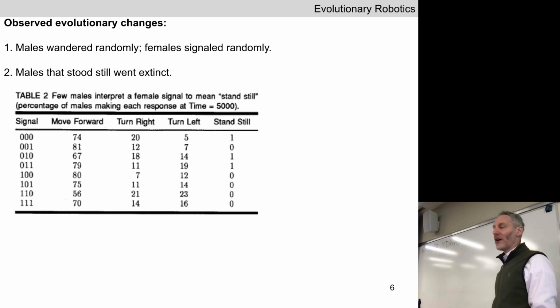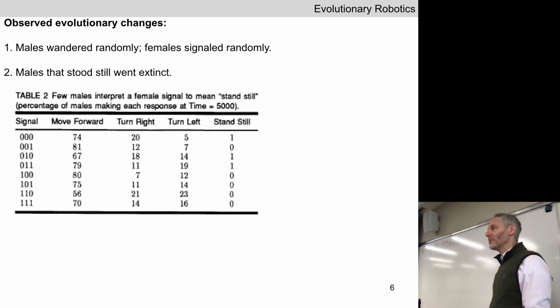This is after 5,000 time steps of the same simulation. What's changed? Something's starting to happen. They almost never stand still. Why not? They meaning the males. Males never stand still. They have evolved to not stand still anymore. Standing still doesn't get them a female.